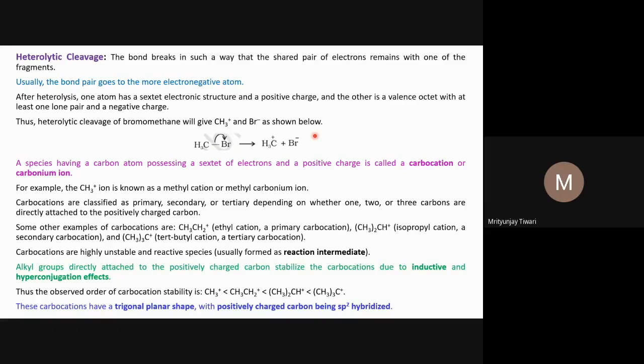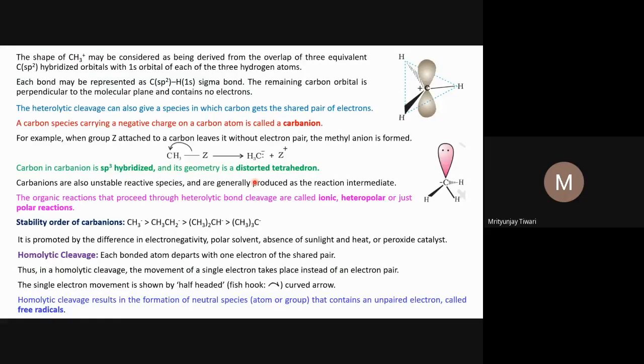So what I was explaining in homolytic cleavage: certain conditions like the presence of a peroxide catalyst, sunlight, or very high heat are the conditions which prefer homolytic cleavage. If these conditions are not there, then heterolytic cleavage will happen. Homolytic cleavage means both the shared pair of electrons.